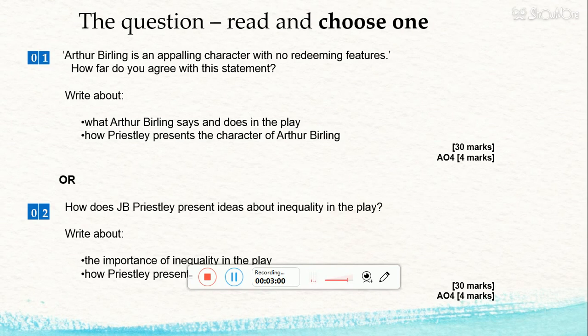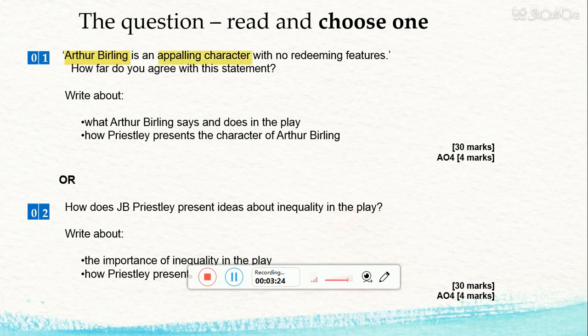Arthur Birling is an appalling character with no redeeming features. How far do you agree with this statement? Write about what Arthur Birling says and does in the play, how Priestley presents the character of Arthur Birling. So use your highlighter now. Obviously this is a character question, so you want to highlight Arthur Birling as his name. Obviously he is the person you are going to focus your answer on.